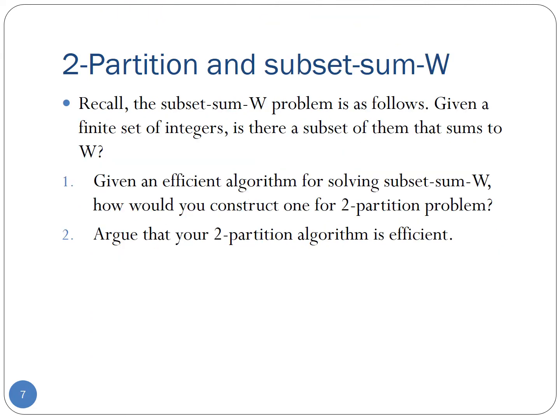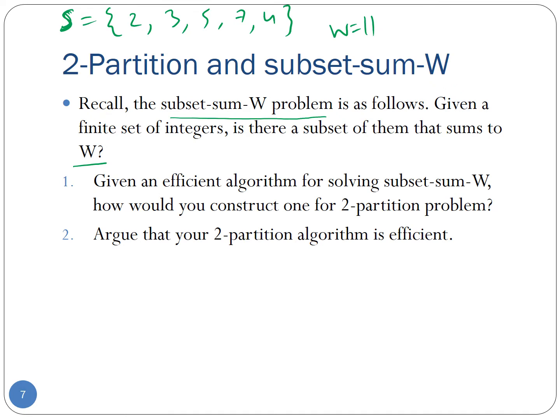Recall that the subset sum W problem is as follows. You are given a set of integers, and the question is whether there is a subset of this set that adds up to some constant W. So for example, if your input set is 2, 3, 5, 7, 4, and you want to figure out whether there is a subset that adds up to 11, then your W is equal to 11 in this case.